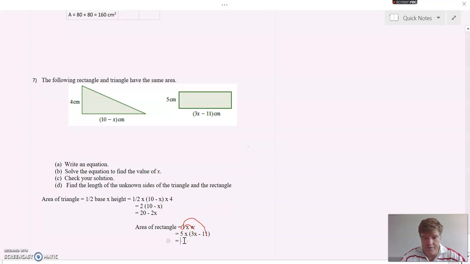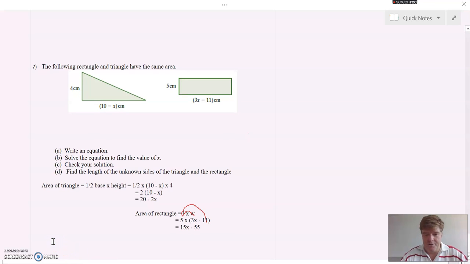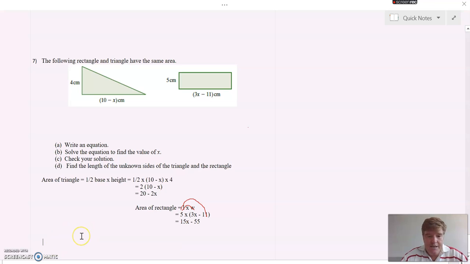Now we say, okay, 5 times 3x is going to give us 15x. 5 times minus 11 is going to be minus 55. So the area of the rectangle is going to be 15x minus 55. Okay, now, we're told that they have the same area. So if they've got the same, we can say that 20 minus 2x, the area of the triangle, equals 15x minus 55, the area of the rectangle.